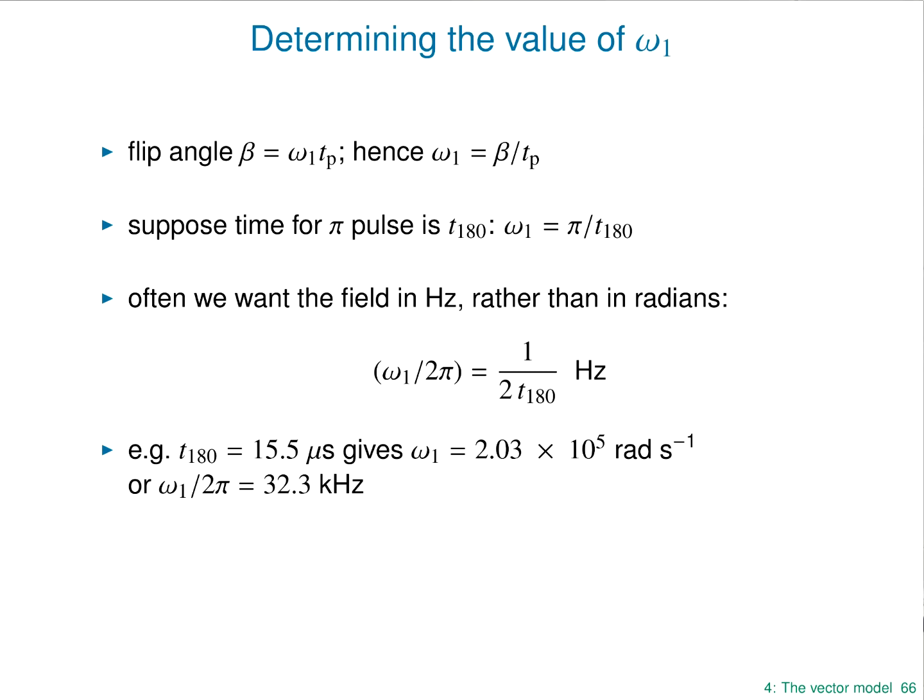So if you ask someone what the B1 field is, and they just calibrate it like this, they would tell you it's 32.3 kilohertz. And again, it's that rather funny thing. I asked you what the field was, and you told me a frequency, but fields and frequencies are interchangeable. And in fact, the frequencies are always much more useful than the fields. So that's how you could determine the value of omega-1.